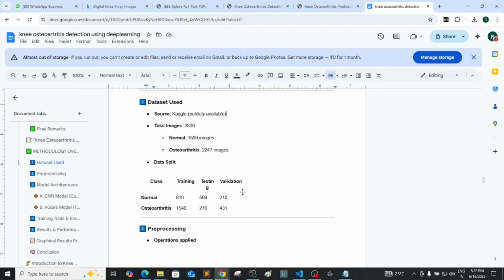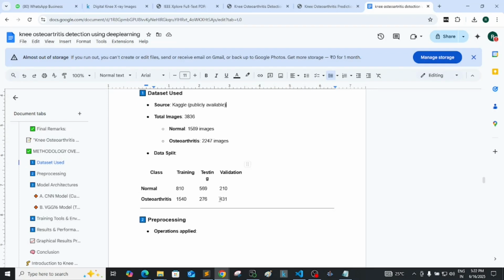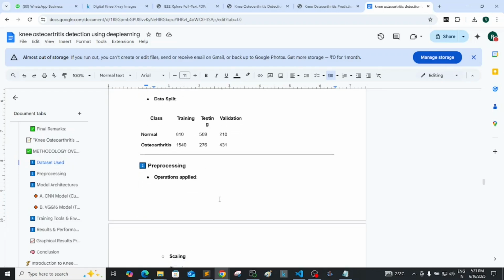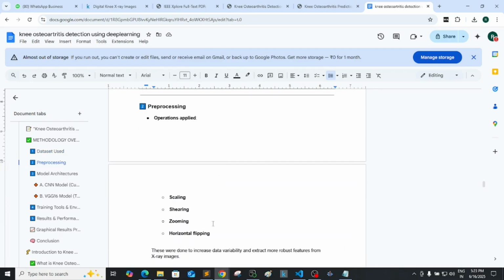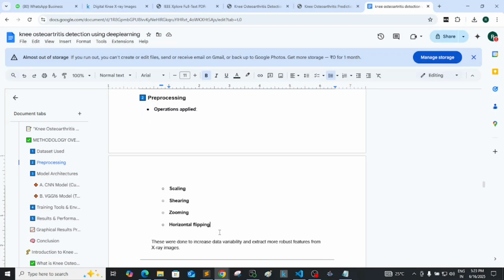Around 3836 total images with only binary classes, that is 2 classes, whereas normal contains 810 images, osteoarthritis contains 1540. They are using this much data for training, and 569 and 276 for testing, 210 431 for validation. And when it comes to pre-processing, they are using scaling, shearing, zooming, horizontal flipping. We call these techniques augmentation techniques. In the pre-processing part, they are using image augmentations.